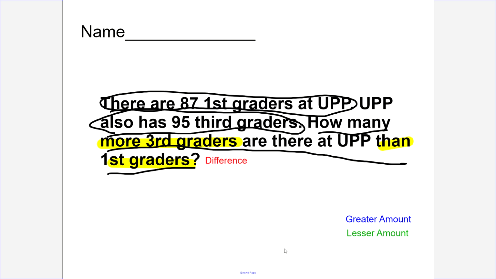Now, third grade, we need to look at the two pieces of information we have left. There are 87 first graders at UPP and also 95 third graders. The two things that we're comparing in this problem are the number of first graders and the number of third graders. We need to figure out which one of them is the greater amount and which one is the lesser amount. Think very carefully. Which piece of information is the greater amount, the number of first graders or the number of third graders? You're right. The greater amount is the number of third graders.